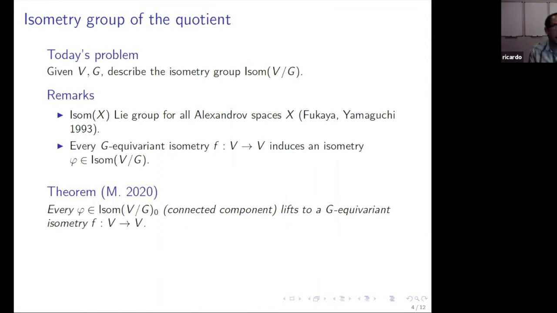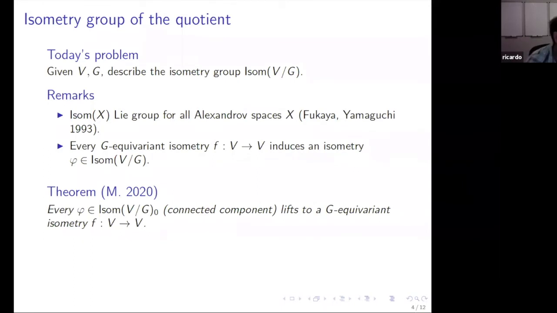And the main result that I want to tell you today is that if you look at an isometry of the quotient that belongs to the connected component containing the identity of the isometry group, every such isometry lifts to a G-equivariant isometry of V. It's an element of the centralizer of the group in O(V). So this pretty trivial way of generating isometries of the quotient generates a subgroup of finite index of the isometry group of the quotient. So it generates in some sense most of them.